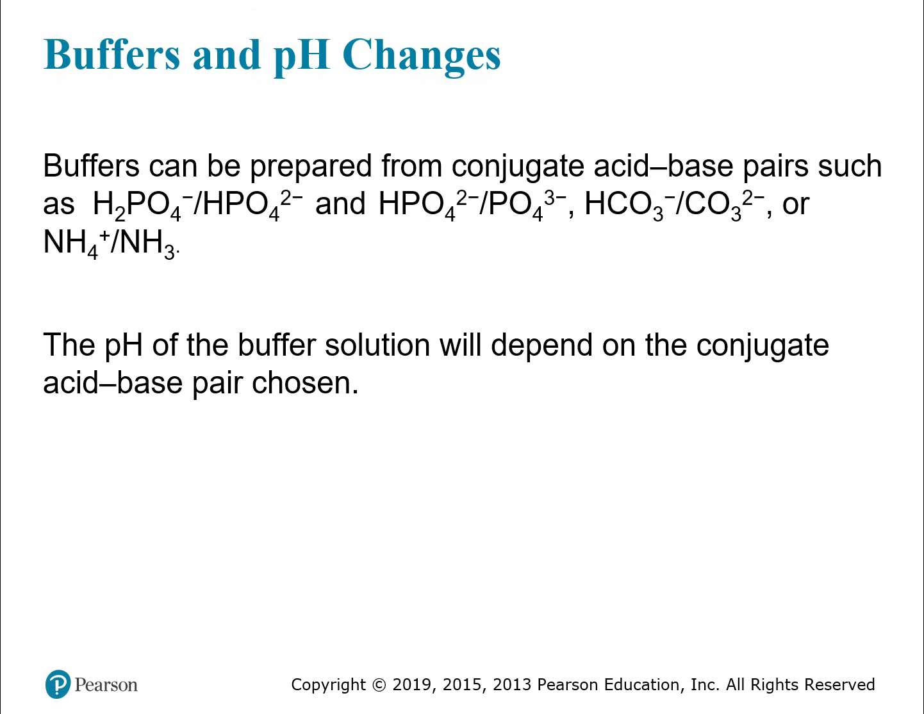Buffers can be prepared from conjugate acid-base pairs, like we said, and here are some examples. So phosphoric acid, using conjugate base pairs from that, very, very popular in biological sciences. You can also have bicarbonate. You can have ammonium and ammonia. So the pH of the buffer solution depends on the conjugate acid-base pair that you choose. You choose the one that has the pH closest to what you're looking for.